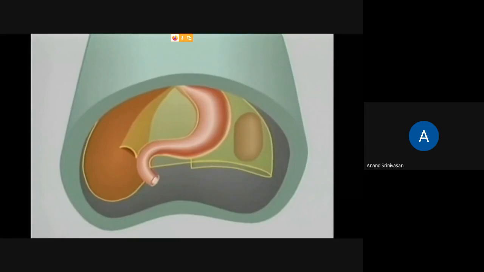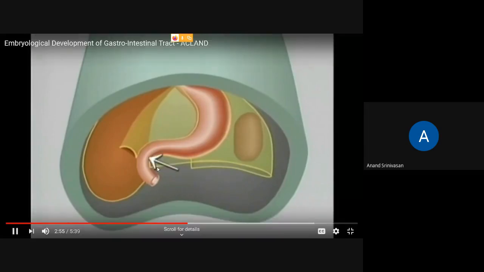The foregut ends here. So does the lesser omentum. The foregut ends in this part, so the ventral mesentery also ends in this portion. And that is why here you can see a small opening, which is called the epiploic foramen or foramen of Winslow, which is the opening which leads to the lesser sac. The lesser sac is also called the omental bursa.